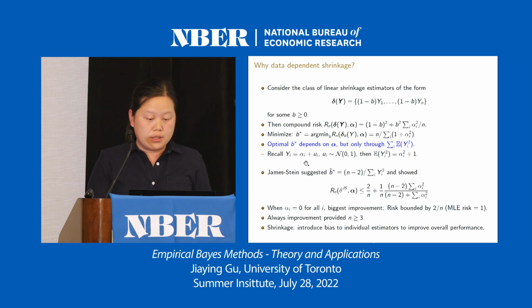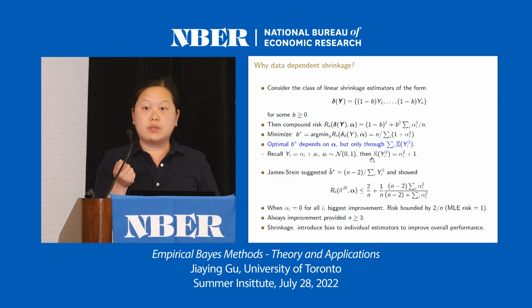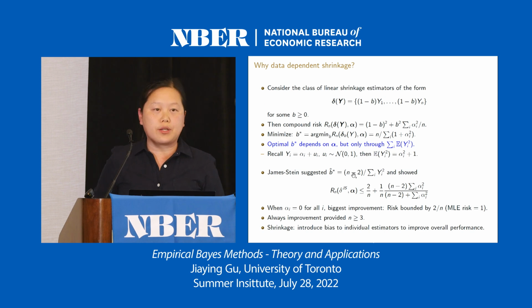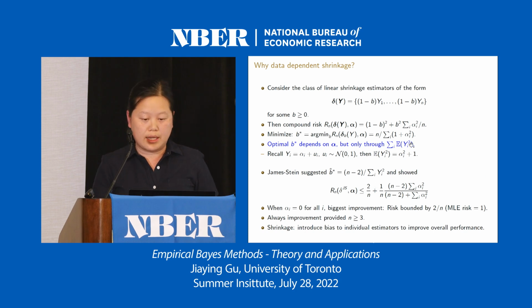But the key observation that James and Stein made is that b star indeed depends on alpha, but only through the second moments of the data, yi, right? In this normal mean model, it's easy to see that the second moment equals 1 plus alpha i squared, which is in this summand in the denominator that shows up in the optimal shrinkage. So the idea is basically to come up with a sample counterpart that mimics the expectation. That's why we have this sum of yi squared terms, and the n minus 2 factor is to adjust for the fact that we have an inverse instead of just the sum itself, right? This is in the denominator.